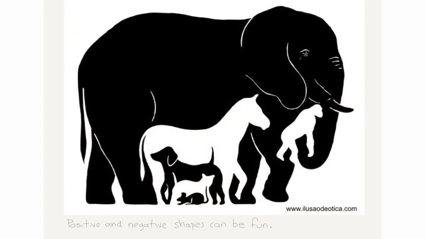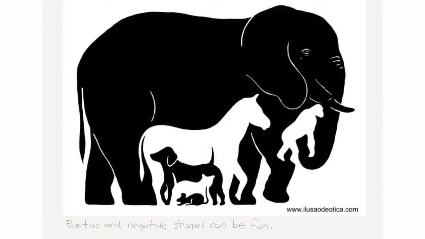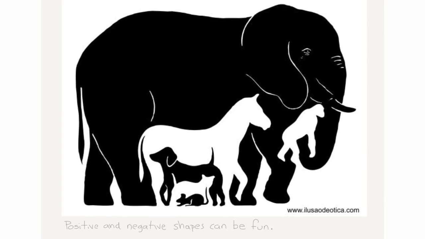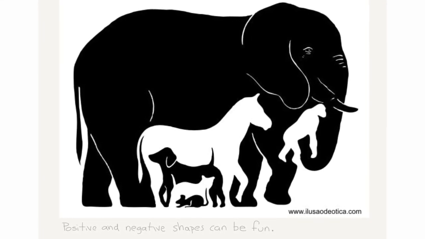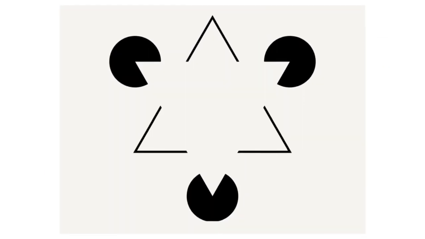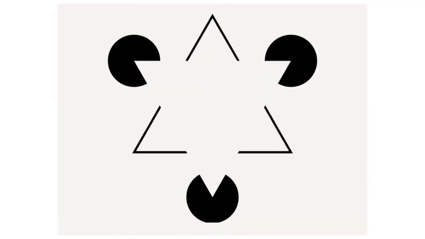Usually the figure is called the positive space and the background is the negative space, but many clever designers have enjoyed messing around with the negative. What's positive and negative in this design?